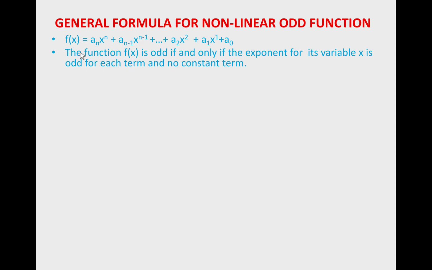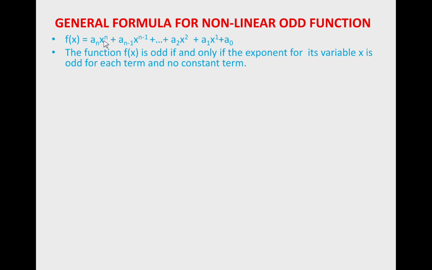So here is the condition for an odd function. The function f of x is an odd function if and only if the exponent for its variable x is odd for each term and there is no constant term. So if we look at the general formula for this polynomial, it has a constant term. This constant term should not be there if f of x has to represent a function that is odd.